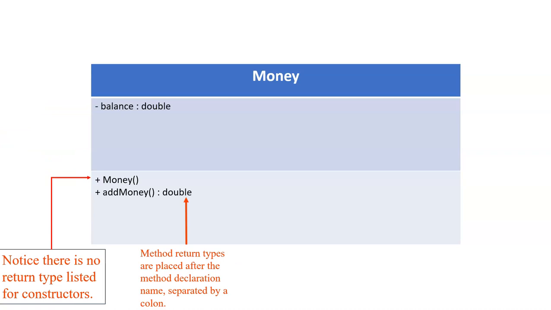As we discussed in the previous lessons, constructors are methods that are automatically called when an instance of a class is created. They are called constructors because they help construct an object, and the naming convention is that a constructor method has the same name as the class. In the UML diagram, we show a constructor but list no return type because it has no return. The addMoney method is listed as having a return type because it returns the double variable balance.